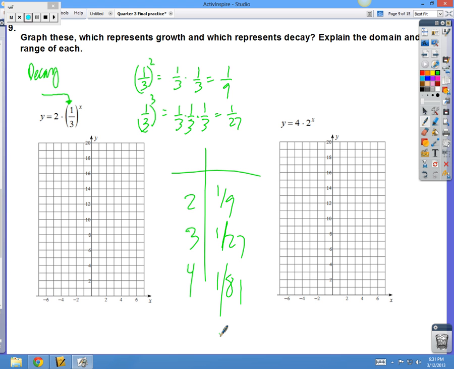It's going to be like 81. So if I go over 2, I'm going to go up a 9th. If I go over 3, I'm going to go up a 27th. If I go over 4, up an 81st. So it's going to look like this.